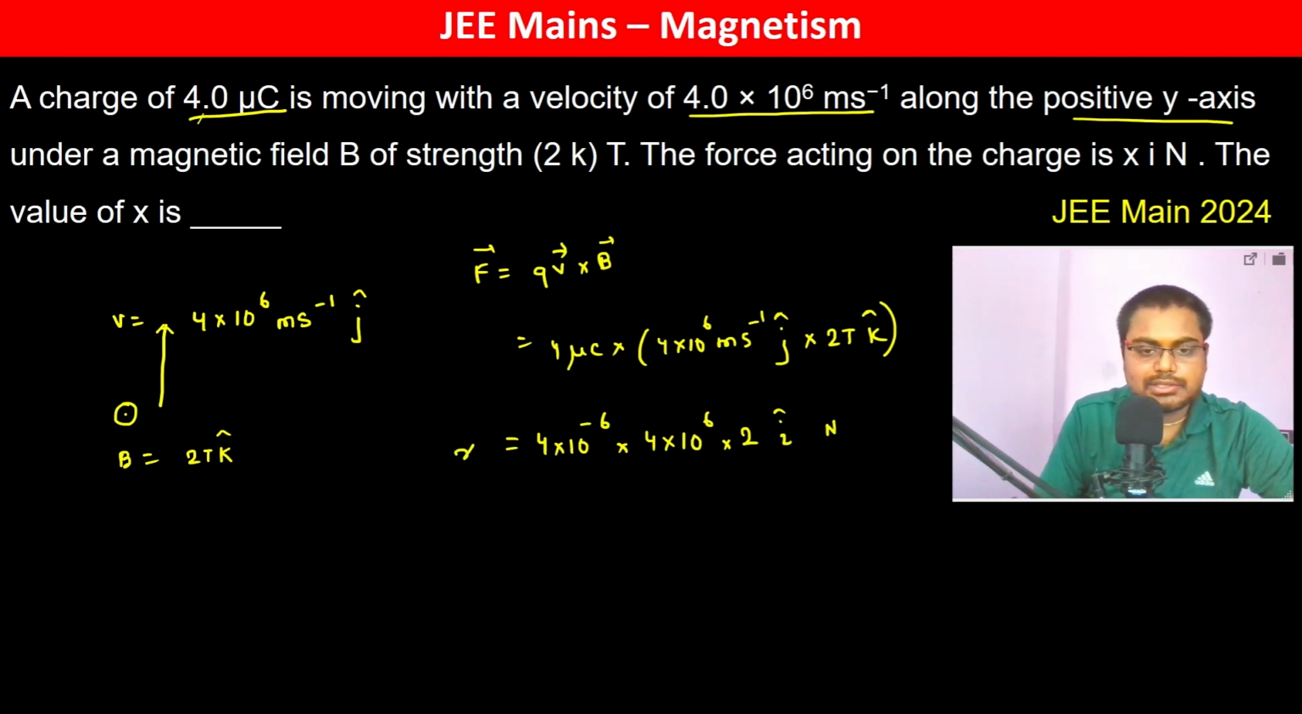Now this is given as X. So therefore X is equal to 32. So X is equal to 32, because this is X I Newton, so therefore the magnitude of X is actually 32.